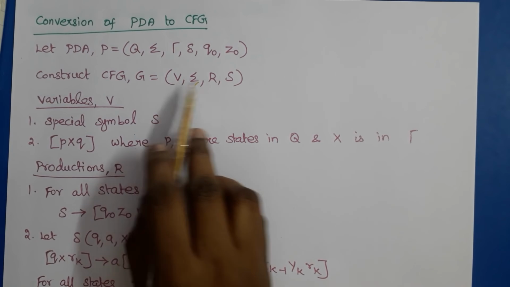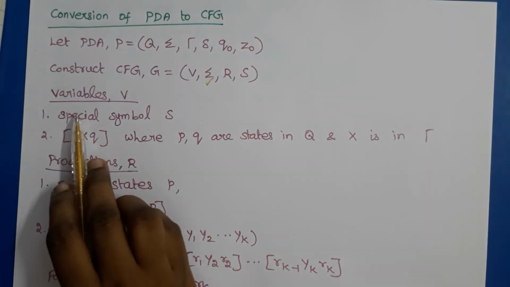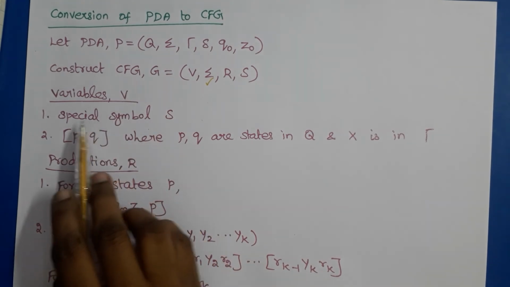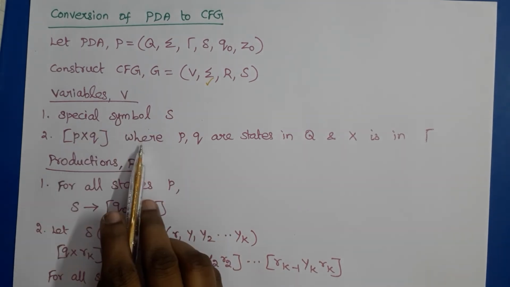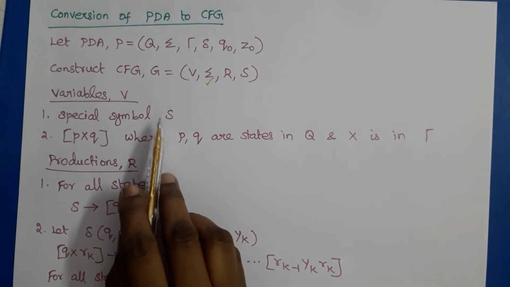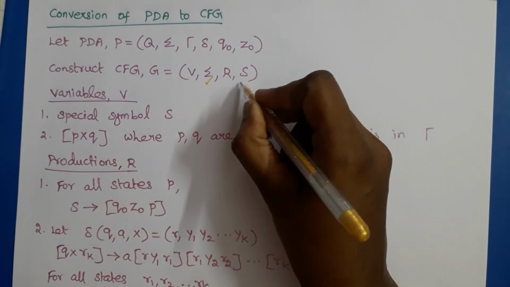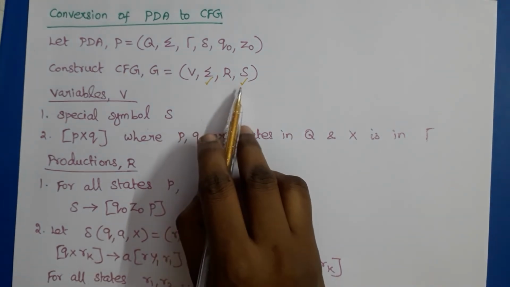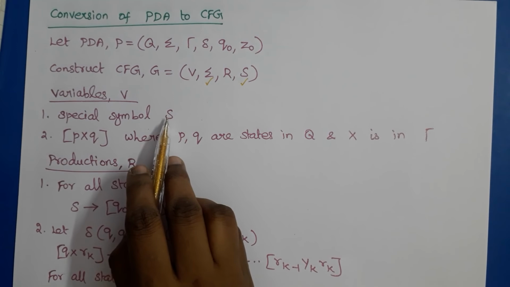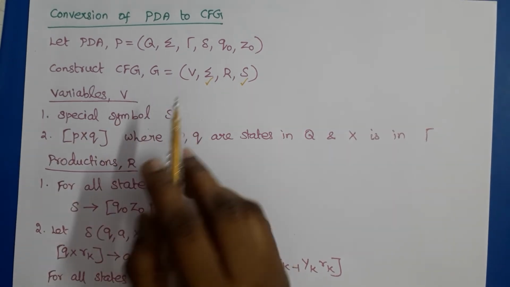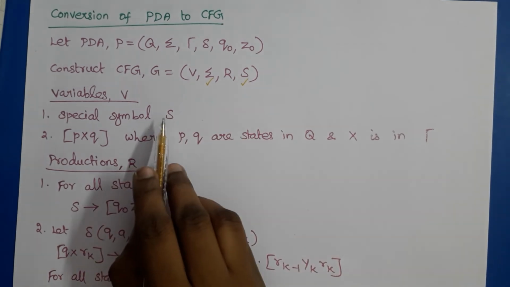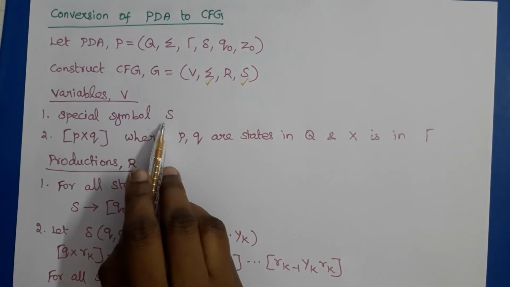Now we need to know about the remaining 3. The set of variables V for the CFG can be constructed by using these 2 rules. One is the special symbol S. S is the start symbol of the grammar, and that is also included in variable V. So for any example, we have to consider S as the start symbol of the grammar. So that is one of the variables.